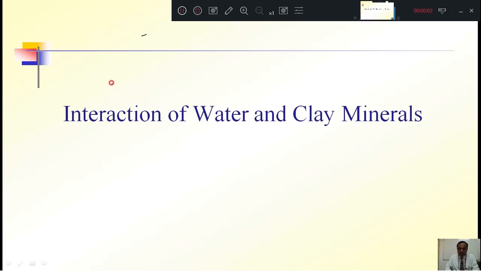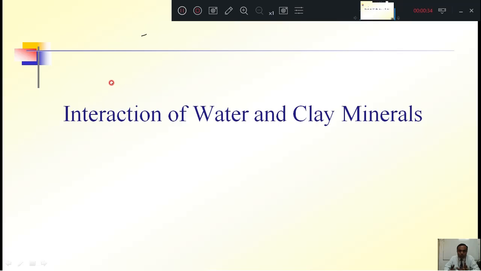In the last class, we were discussing clay minerals, clay mineralogy, and soil structures. In previous classes, we studied soil structure, that is single grain, honeycomb, dispersed and flocculated structures. After that, we studied tetrahedral and octahedral units, and then the clay minerals kaolinite, illite, and montmorillonite. And now, the last topic of this module.